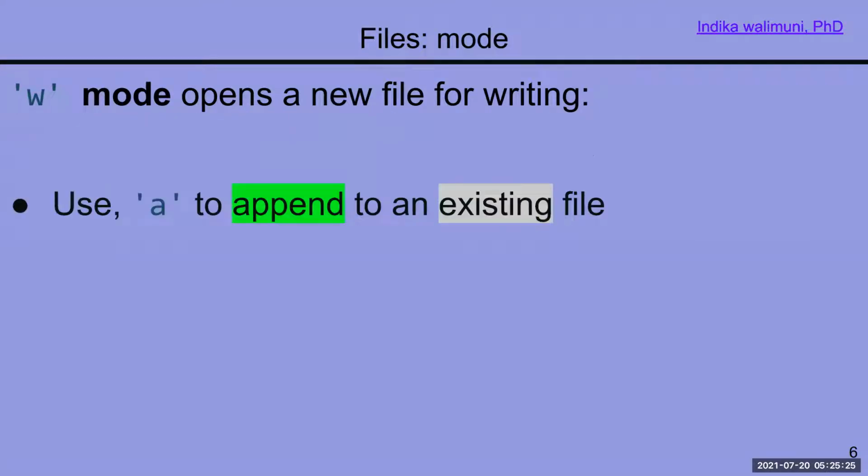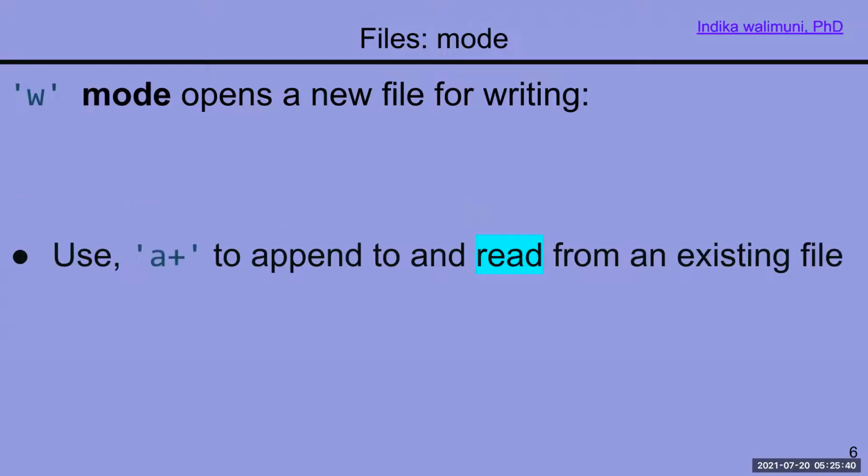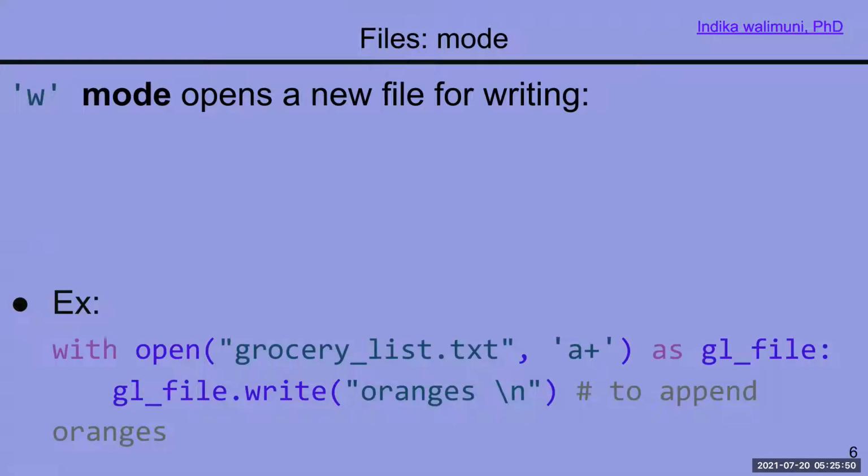Okay. So we can also use A mode, to append. So it's append, A. So we can actually append to the end of an existing file. You can also use A plus. So in this case, you can not only append, you can also read from an existing file. I will test on this later. So if you write like this, and now the mode is A plus, this will be open for both appending and reading. Okay, so let's check on this.